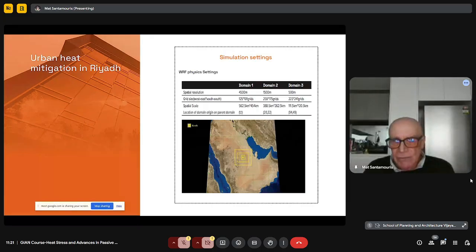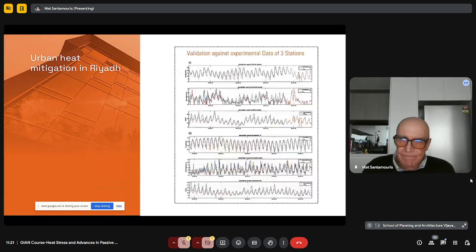So we have designed a mesoscale simulation scenario, which was really not covering only the city of Riyadh, but the whole domain, almost half of Saudi Arabia. Then we simulated for a whole year the distribution of the main climatic parameters over the whole city, with a resolution of 250 by 250 meters.